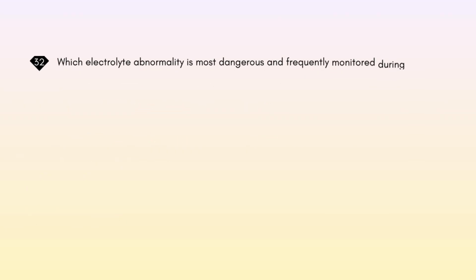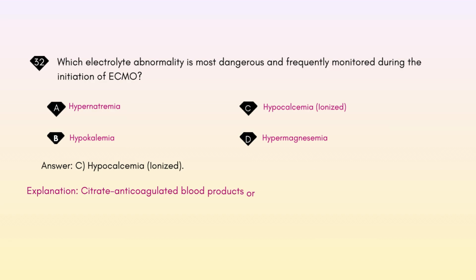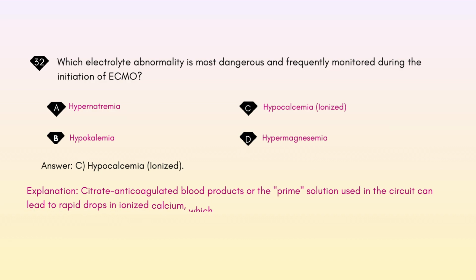Which electrolyte abnormality is most dangerous and frequently monitored during the initiation of ECMO? A. Hypernatremia. B. Hypokalemia. C. Hypocalcemia, ionized. D. Hypermagnesemia. Answer: C. Hypocalcemia, ionized. Explanation: citrate anticoagulated blood products or the prime solution used in the circuit can lead to rapid drops in ionized calcium, which is critical for myocardial contractility and the coagulation cascade.